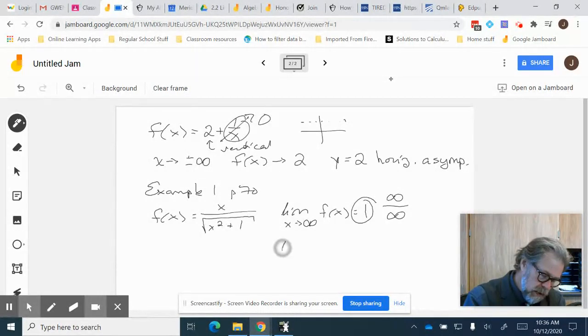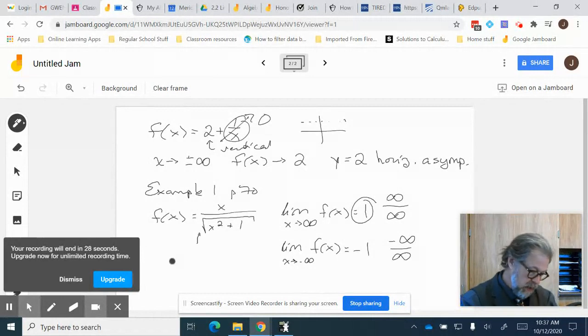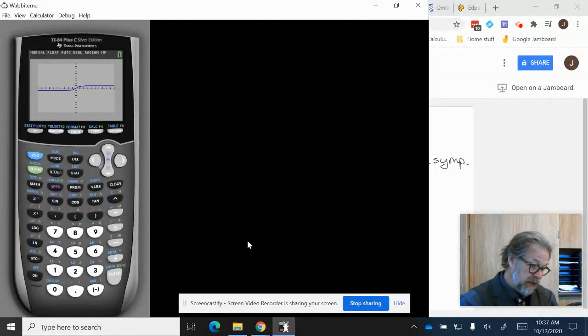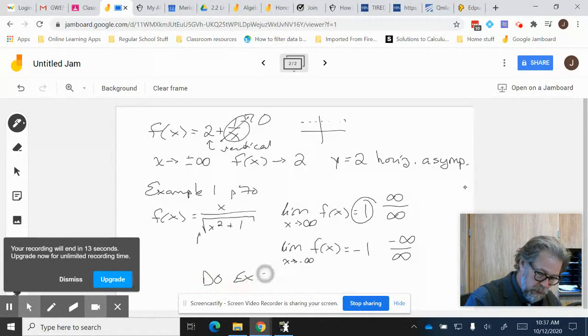So now let's take a look at what happens if I go to negative infinity. Well, the top is now a negative number. The bottom, because I'm dealing with the positive square root, is going to be some positive number. And this is going to have a limit of negative 1. Again, going back to the graph, I see that limit of negative 1. And yeah, there it is. So why don't you guys do exercise 5 in the book and then move on to the second video.